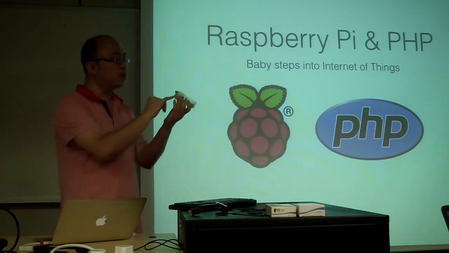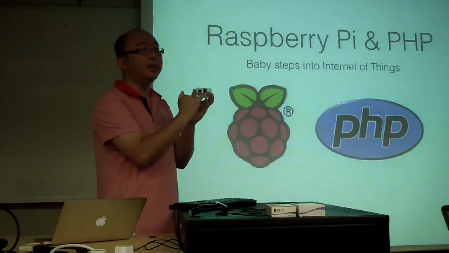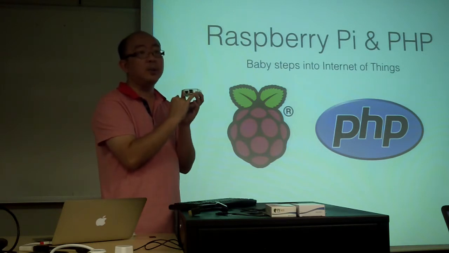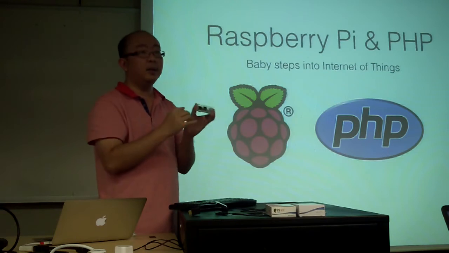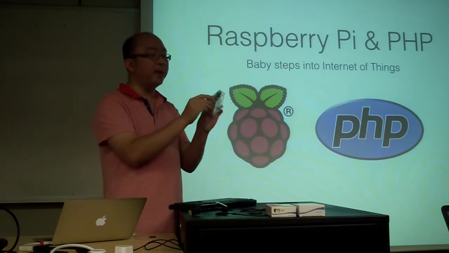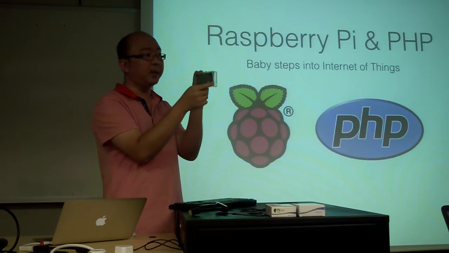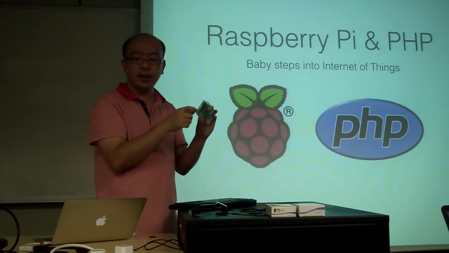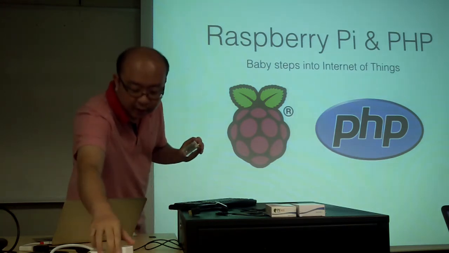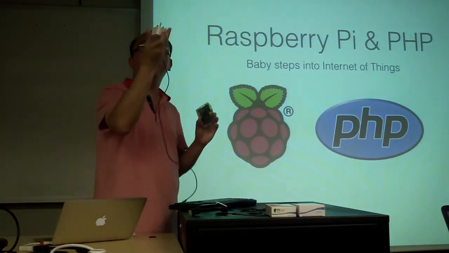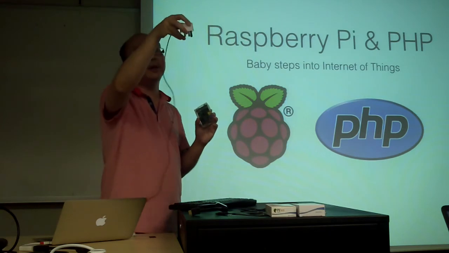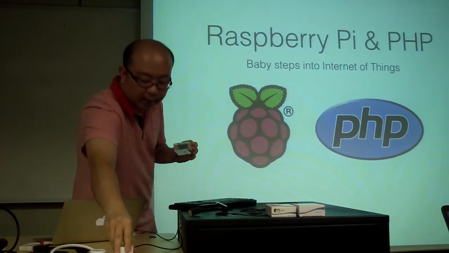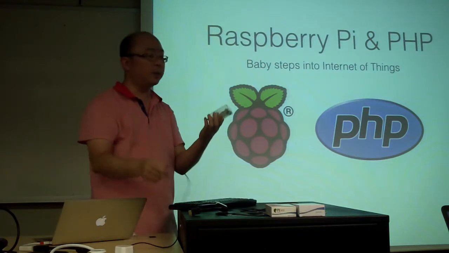The latest model comes with not two but four USB ports. The newest model that is in the market now comes with four USB ports, so you can actually use it for quite a lot of things. And it's powered by a mini USB port at the back. So you can use your Samsung phone charger, anything like what I have here, a simple 5 volt 2 amp little charger. So what you need to do is just plug it in and it's ready to go.